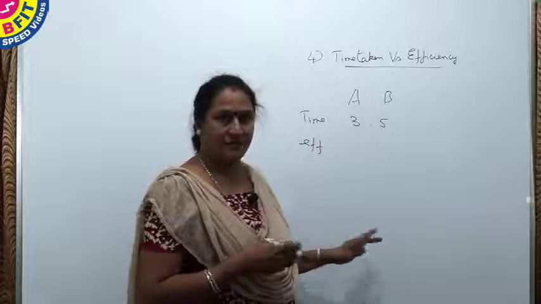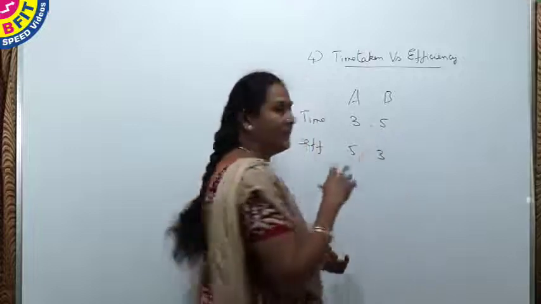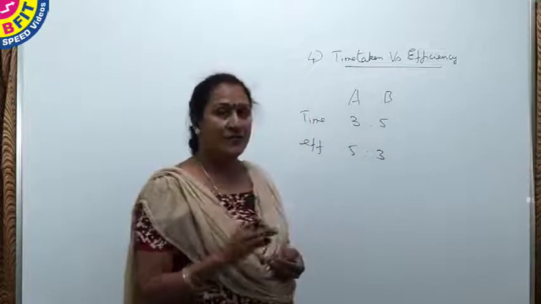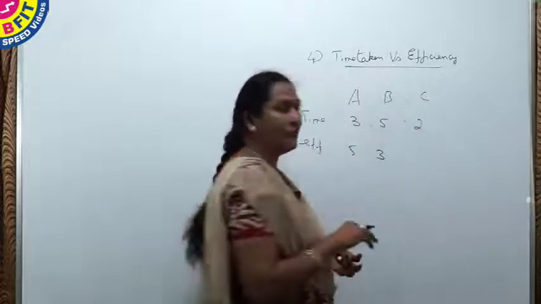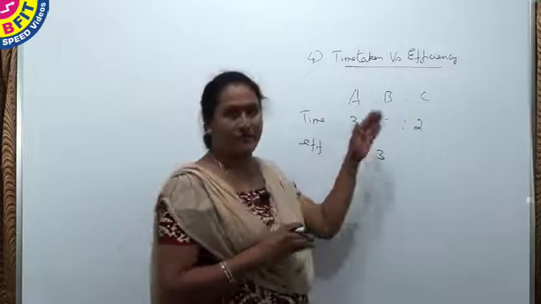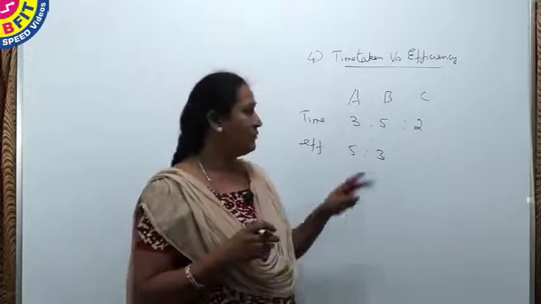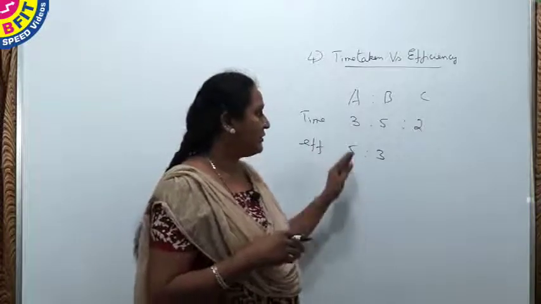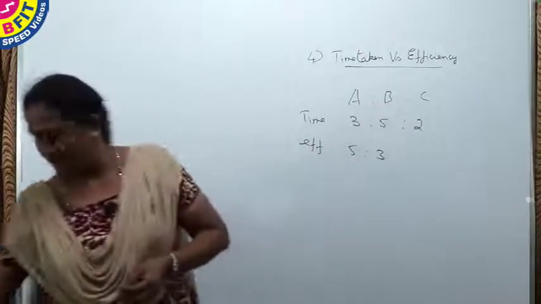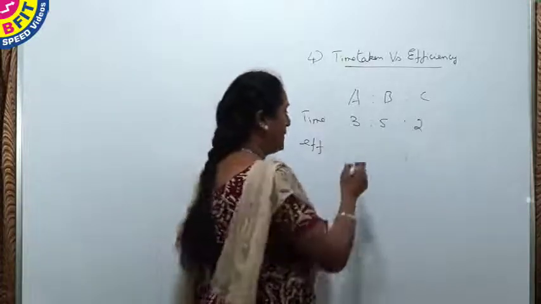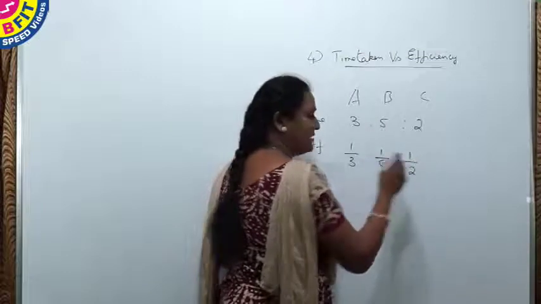We have seen the working of why we are interchanging the parts. So the ratio is 5:3. Suppose you have three persons, say A, B and C. If you get time taken ratio as 3:5:2, what will be the ratio of efficiency? That is the inverse ratio. When you have two persons, we just invert the parts. When you have more than two persons, don't just write the inverse order. It will be 1/3 is to 1/5 is to 1/2.